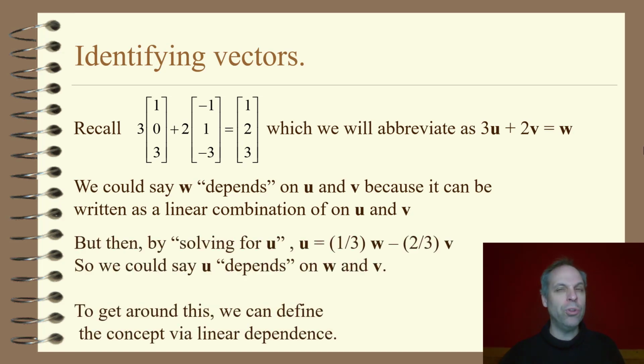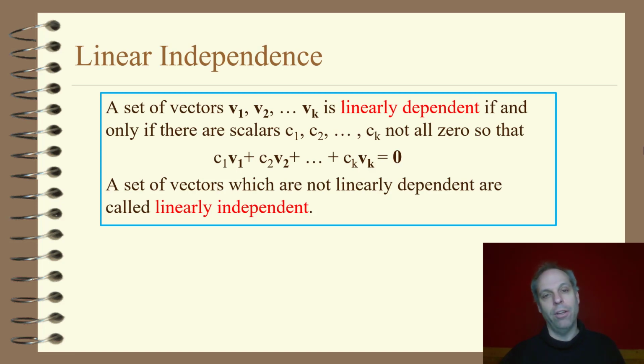At the same time, though, you could solve for u and see that u is a linear combination of v and w. So u depends upon v and w. In order to get around this question of what depends on what, we're going to define the concept of linear dependence. A set of vectors, v1, v2 up to vk, is called linearly dependent if and only if there are scalars, not all of which are 0, so that when you form the linear combination of those vectors, it equals a 0 vector. Notice it only insists that at least one of the scalars is non-zero.